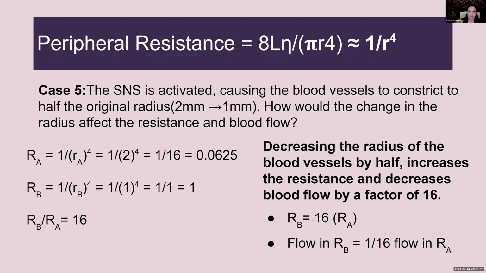which is mediated by the sympathetic nervous system. So fight or flight, constrict, the radius is smaller by half, but that increased our resistance by a factor of 16, which means it's also going to increase our blood pressure by that amount too.